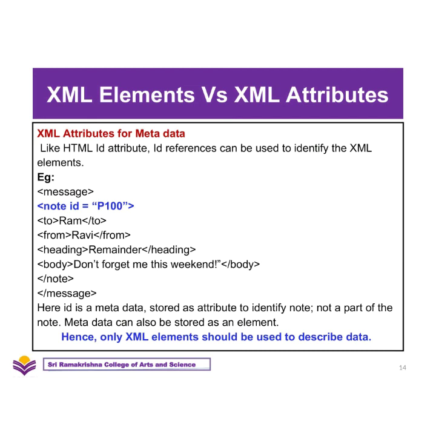Only metadata can be represented using XML attributes. This is shown in the given example. Here, ID is a metadata stored as an attribute to identify notes, but it is not a part of the note element. Metadata can also be stored as an element. Hence, only XML elements should be used to describe the data.